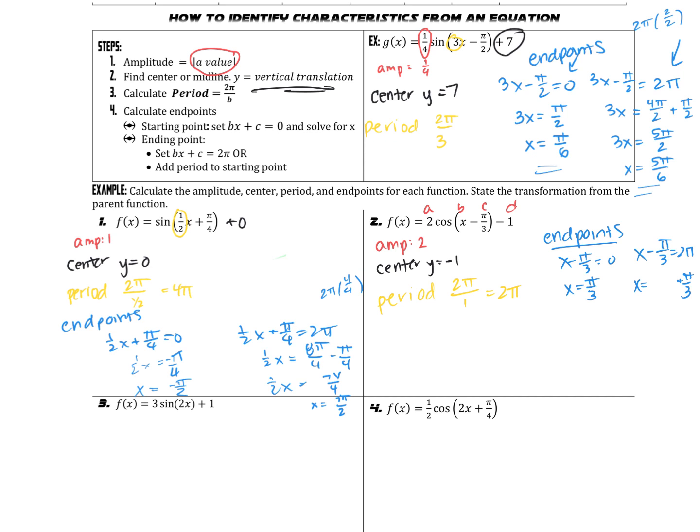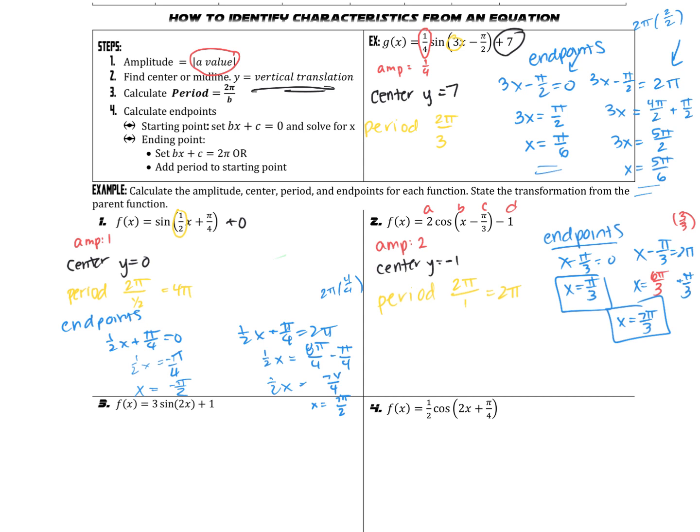Now, if I multiply 2 pi by 3 over 3 so that I can have a common denominator, I'm going to get 6 pi over 3. 6 pi over 3 plus pi over 3 is going to give me 7 pi over 3. So here are my endpoints.